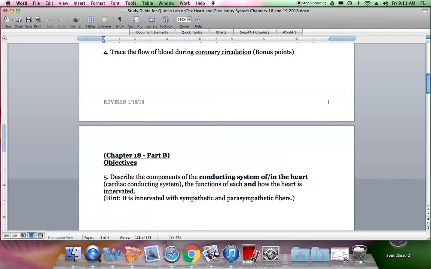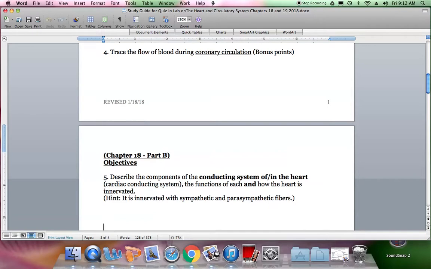Okay, now we're on part B of chapter 18. Describe the components of the conducting system in the heart. It's also called the cardiac conducting system. This has to do with the electrical conduction, the flow of the action potentials or the depolarization, which is like the electricity that goes to muscles.